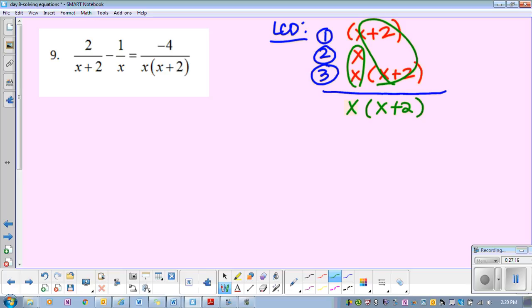So that means I need to see what each of these is missing. What is that first one missing to look like the LCD? X. What's the second one missing? Remember, whatever you multiply on the bottom, you have to multiply on the top. Is the third one missing anything? No.